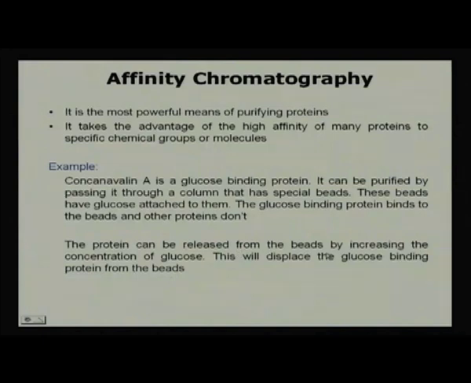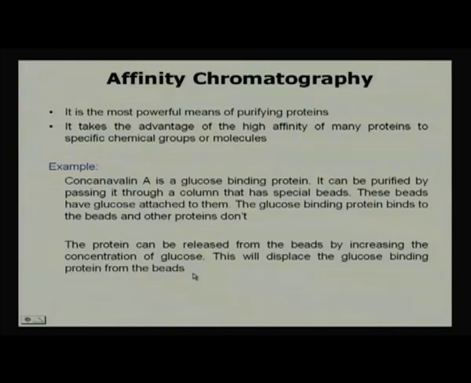Now, the protein can be released from the beads. The proteins that got retained on the column are now to be taken out of the column. So, how can we release those bound proteins? These proteins can be released from the beads by increasing the concentration of glucose. This will displace the glucose binding protein from the beads.